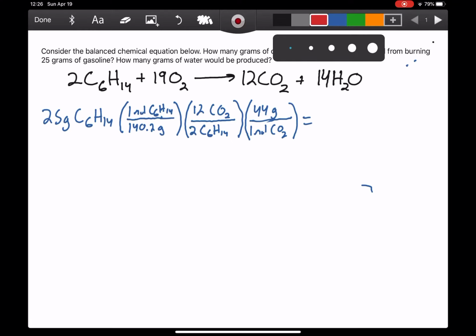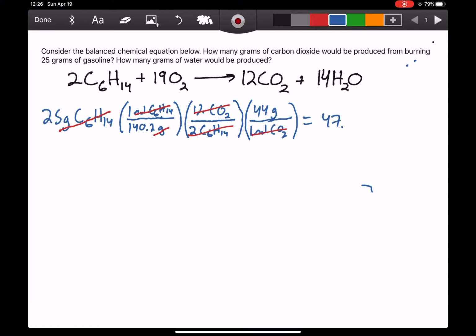Now, if we look at this, we're going to see that grams of gasoline is going to cancel, and then we're going to be left with moles of gas. Moles of gas is going to cancel, and we're left with moles of CO2. Now, moles of CO2 are going to cancel, and we're going to be left with grams of CO2. Now, when we multiply this through, we're going to find that we have 47.08 grams of CO2.